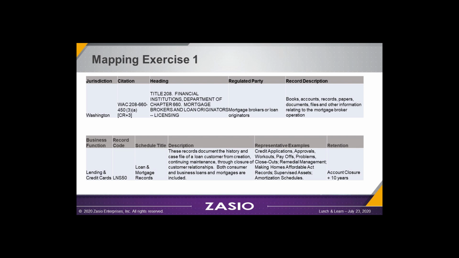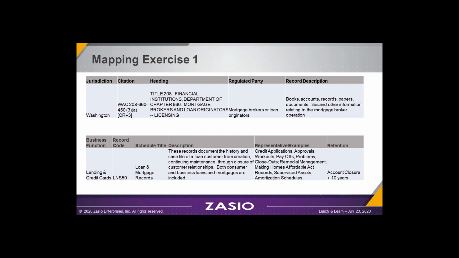Now I get to the record description and go through all these different pieces. I may see it broadly applies to books, accounts, records, papers, documents, files, and other information relating to the mortgage broker operation. So this, in a sense, can read pretty broadly. From a functional retention schedule perspective, I'm seeing books and accounts. This goes to potentially the financial and accounting function within the retention schedule. I might want to apply it there.